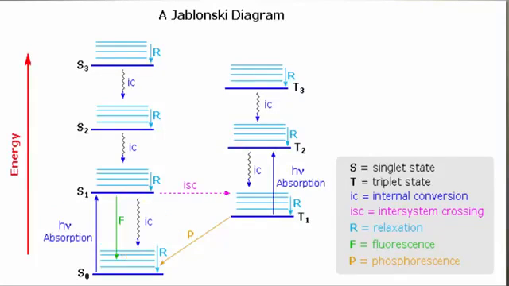And phosphorescence has less energy and longer wavelengths because it takes longer, since it involves a change in spin, and that makes it more improbable and less likely to occur.